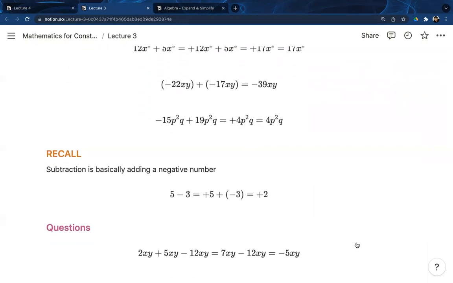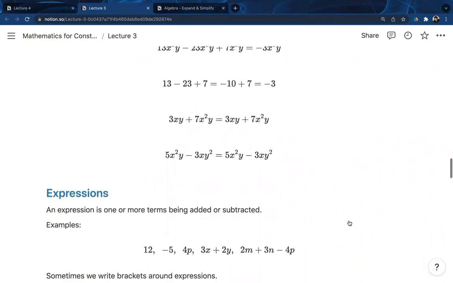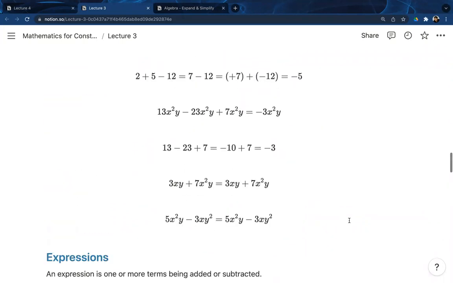You're really dealing with the coefficients once you realize the terms are like terms. There's no operation called subtraction, really. It's adding negative numbers, right? And then we had some questions where we practiced collecting like terms together. You can't do anything with these two here. They're not like terms, but you could simplify 13x squared y and 23 and 7. Let's deal with the coefficients, right?